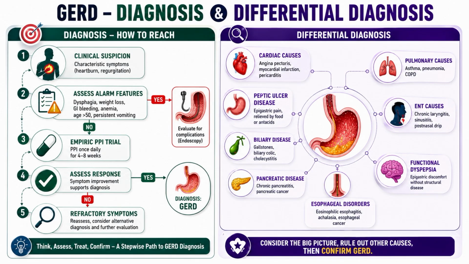Now, the differential diagnosis is extremely important because chest discomfort can arise from many systems. Cardiac causes include angina, MI, pericarditis. GI differentials include peptic ulcer disease, biliary disease, and even pancreatitis. Respiratory causes include asthma and pneumonia. ENT causes include chronic sinusitis and postnasal drip, and esophageal disorders like achalasia cardia, CA esophagus, eosinophilic esophagitis. So, clinically, always rule out serious causes before labeling symptoms as simple GERD.